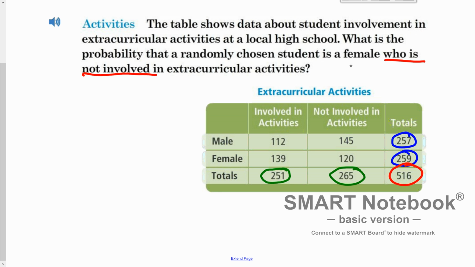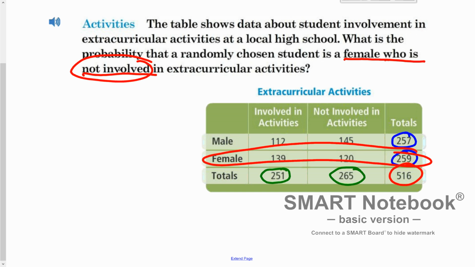So we want to look at those who are female. So this row right here, and then who is not involved. That's a key word that we'll look at later: who is. That limits our sample, who we're looking at, and who is not involved. So we're looking at this column. So where's the overlap? Right here at 120.